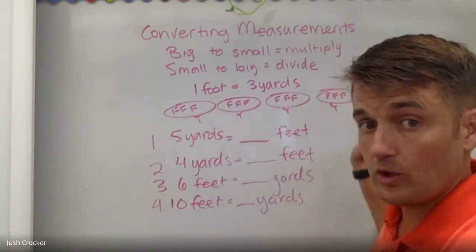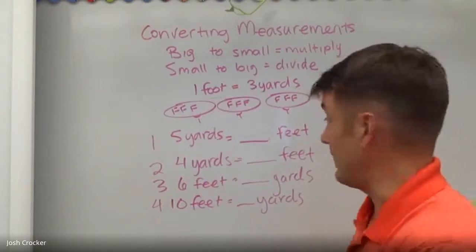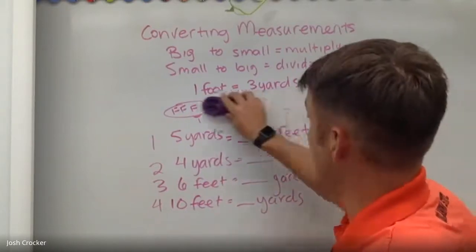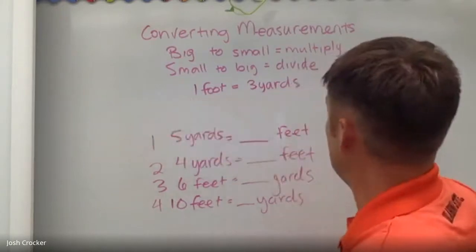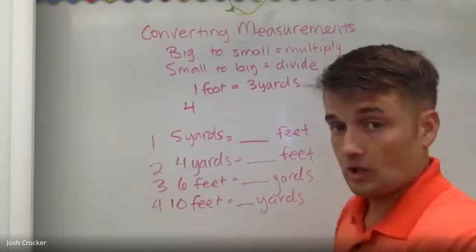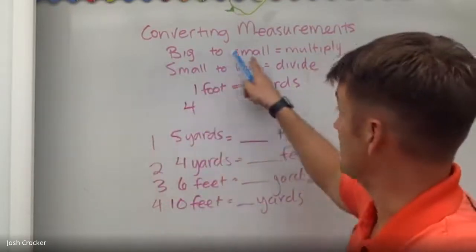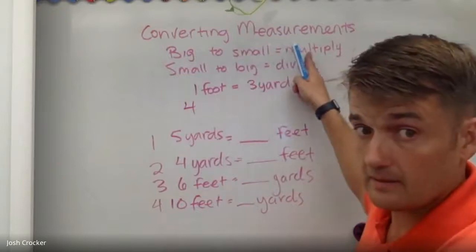1, 2, 3, 4, 5, 6, 7, 8, 9, 10, 11, 12. 4 yards is 12 feet. And what I really did, if I was to do it just with math, I knew I had 4 yards. Yards are big, feet are small. So big to small, multiply.